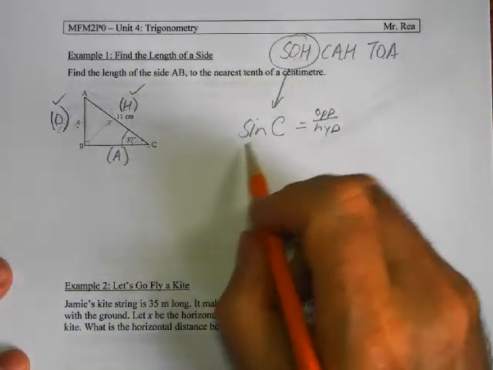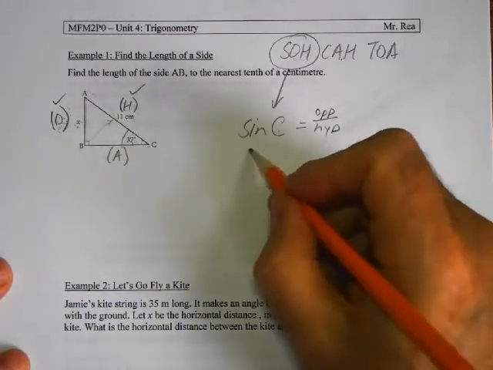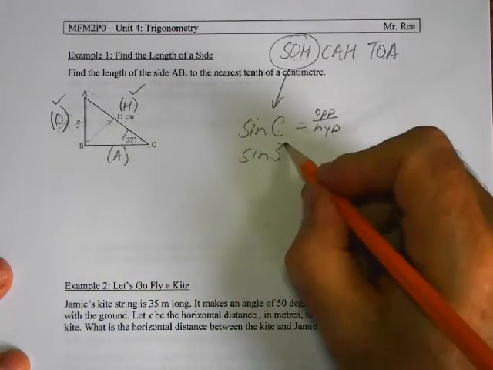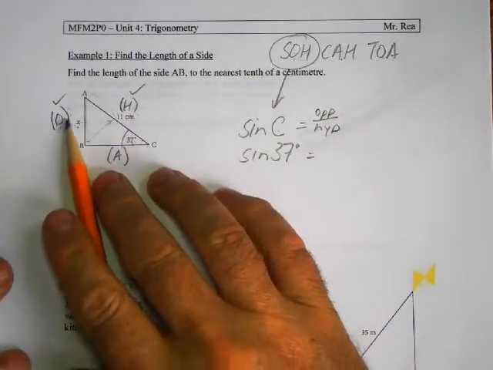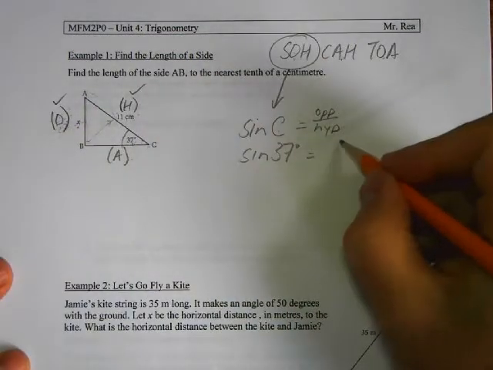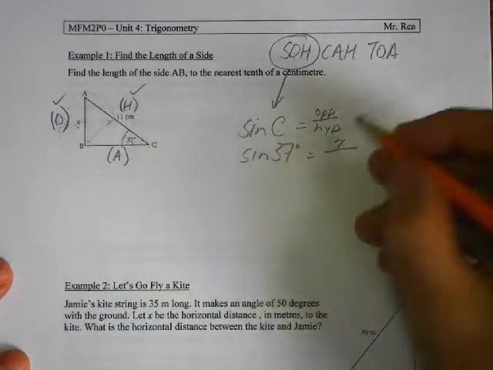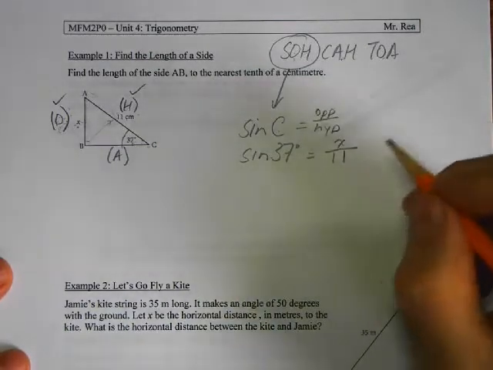Now the next line, I'm actually going to change these three values to what the diagram shows. So instead of C, we know that C is 37. So sine 37 degrees is equal to opposite. Now opposite they've called X, so I'll put an X on the top there. And then the hypotenuse we know is 11 centimeters. I'm not going to put centimeters there, I'm just going to leave it as 11.